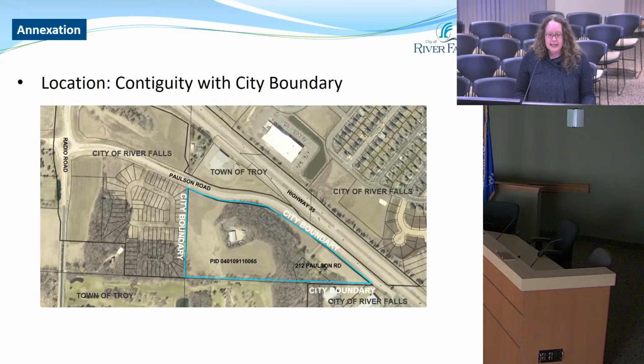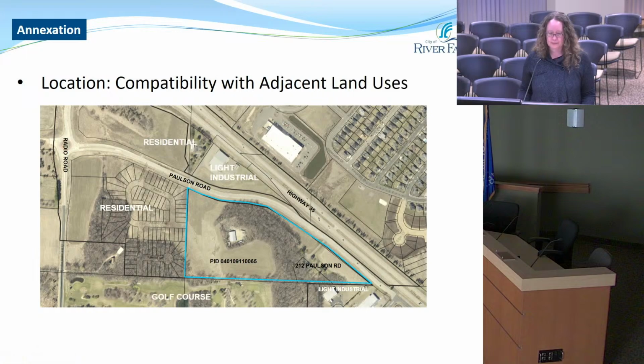For the first annexation consideration, this image shows that the proposed annexation area is contiguous to the city boundary along the north on Paulson Road, along the west of the Thompson Heights neighborhood, and even here on the southeast by Rush River Brewing and the Whitetail Ridge Corporate Park.